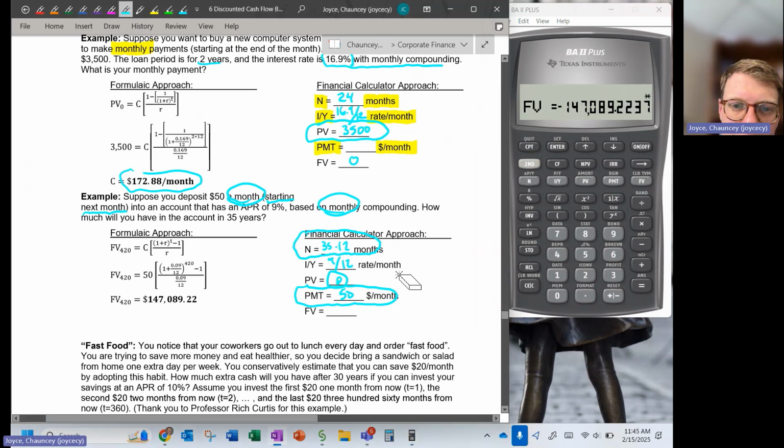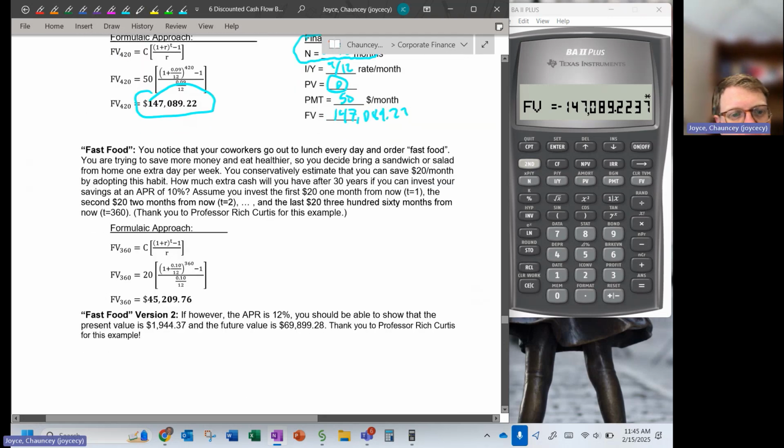Wow, $50 a month over a long period of time. That's quite a bit of cash right there. $147,089.22. So that is the same thing you'd get if you did this formulaically. All right, let's take a look.